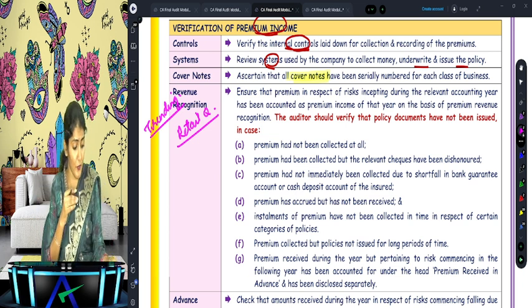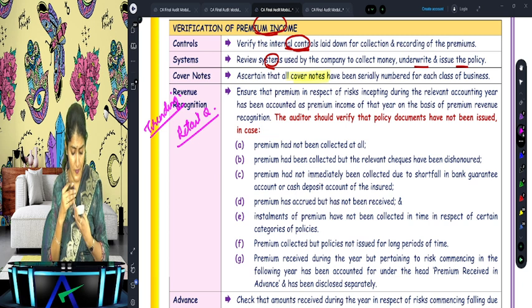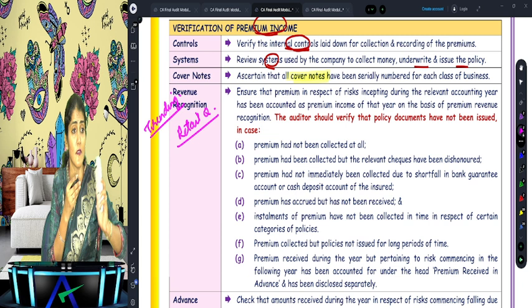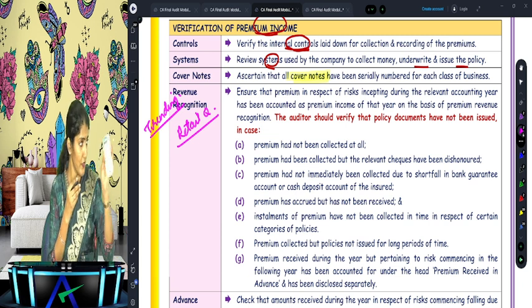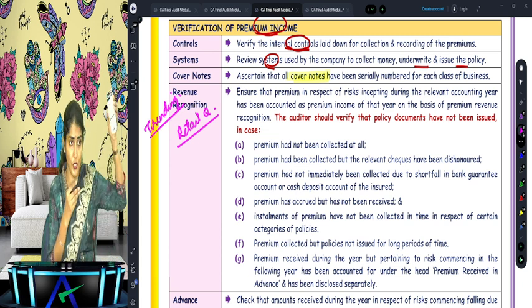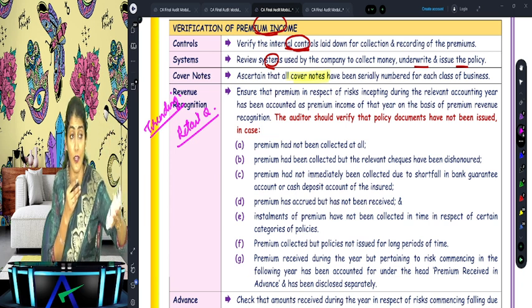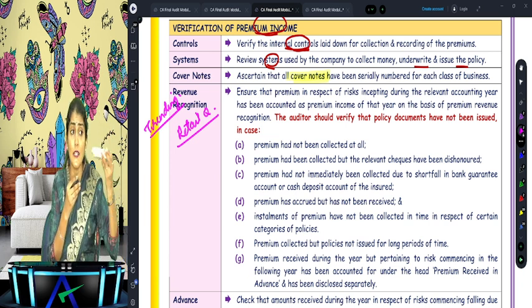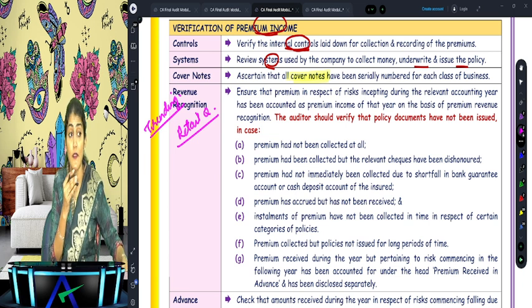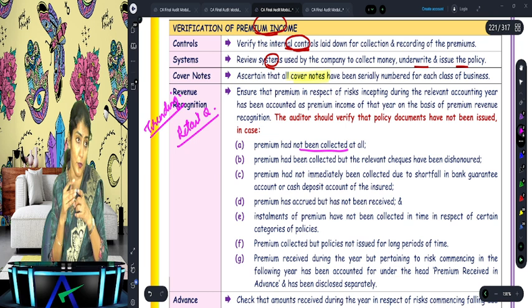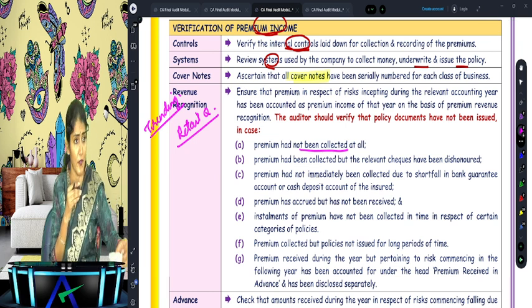Now what does it say? Your policy documents are ready with the insurance company, but the insurance company is not giving the policy documents to the policy holders. Are the policy documents ready? Yes, but are they giving them to the policy holders? No. What is the reason for them not giving the policy documents? One, the premium has not been collected. You say, you pay the premium, then I give you the policy document.